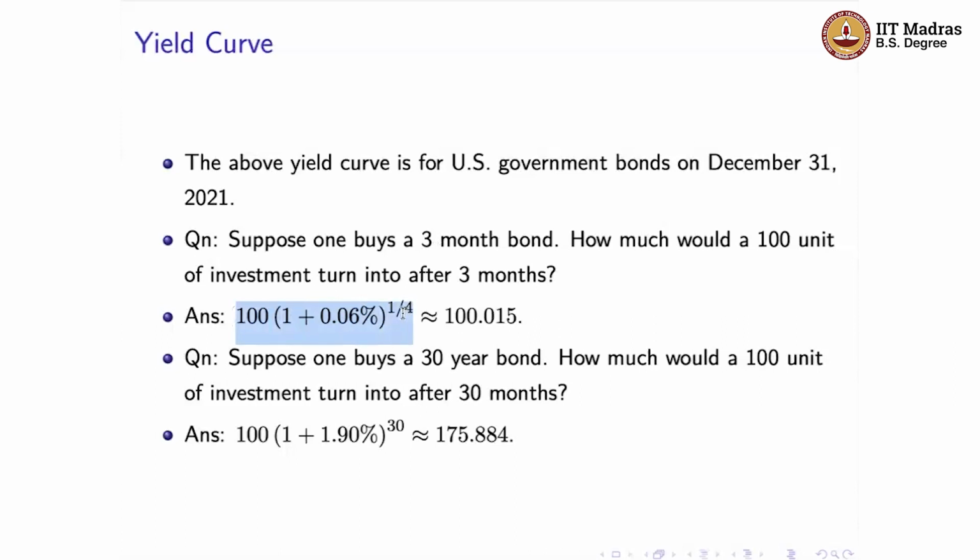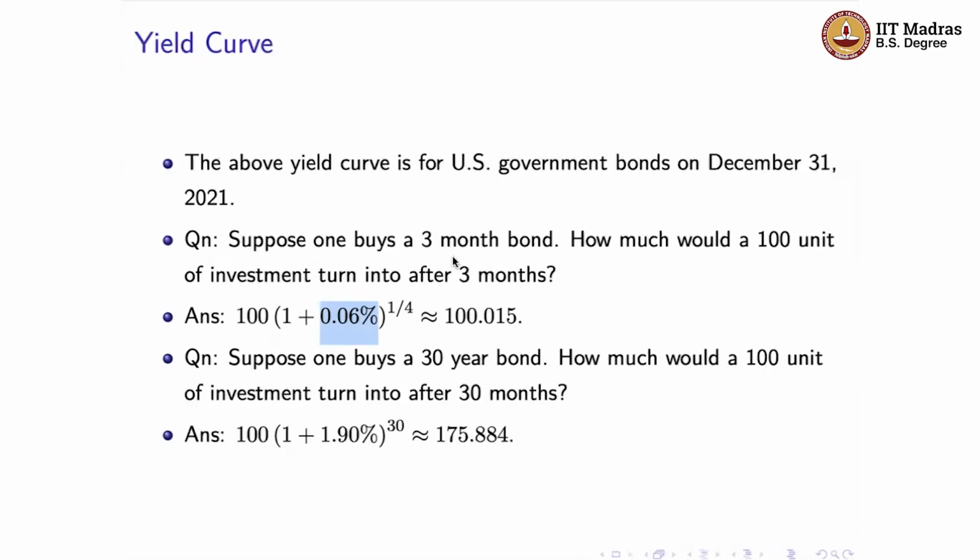Okay, now you need to use the calculator to come up with these expressions. Again, be careful that this is 0.06% and not just 0.06. So this addition is not 1.06, it's 1.0006. And if you now do the calculation carefully, you end up getting that this is going to become 100.015 approximately. So that's how you do this answer.